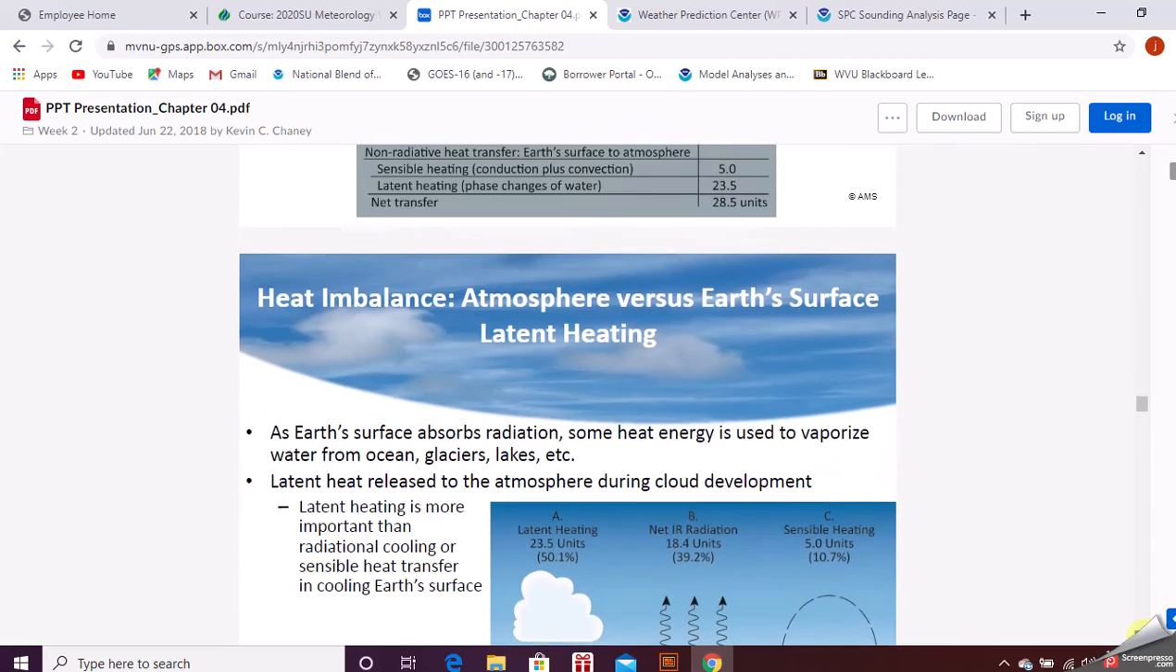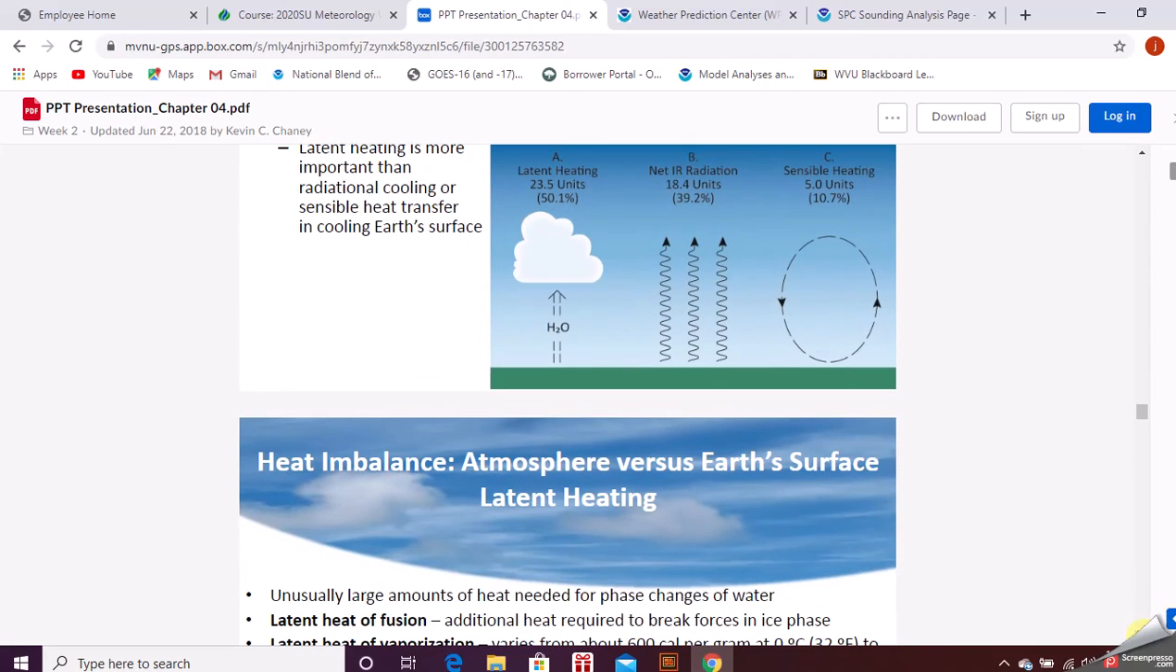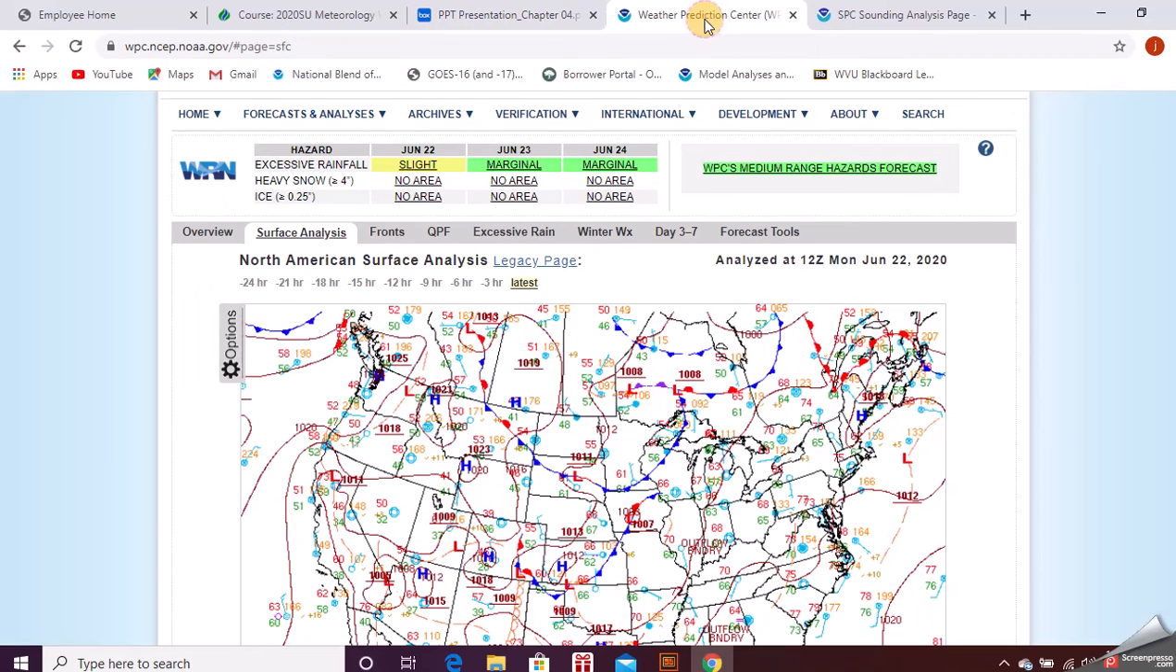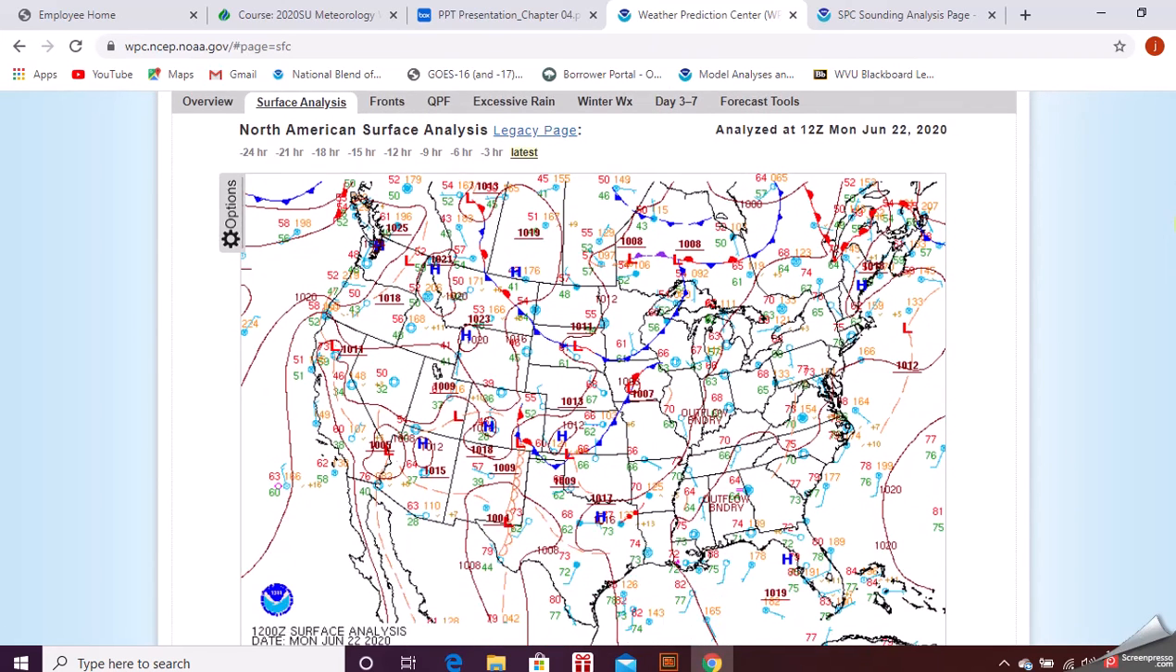So, what I wanted to show you now is advection. We talk about cold air advection and warm air advection, moving heat transfer around. Advection is just that. It's advecting something from one location to another.